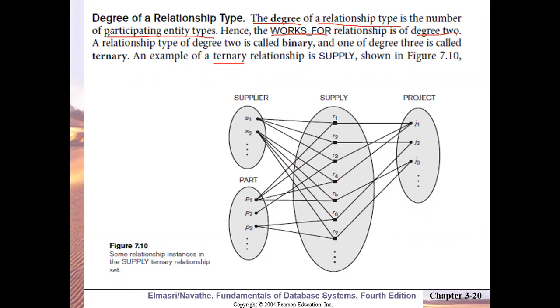Clear with this? So there may be a 2 marks question asked again in the exam: What is the degree of a relationship type? So you have to define it and give this example. You have to give 2 examples, one of a binary and one of a ternary relationship. Now we'll go ahead with the next.